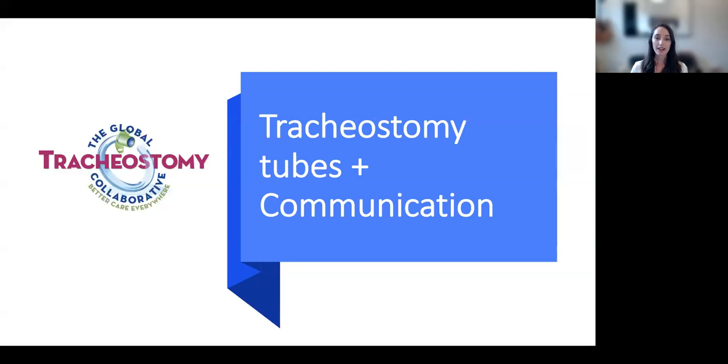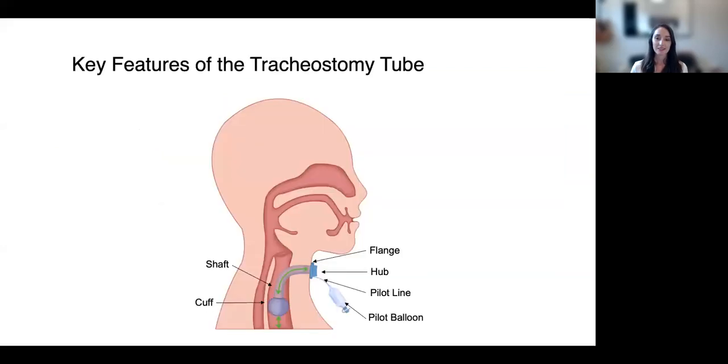We'll now look at tracheostomy tubes and communication. So we can see the key features of a tracheostomy tube here. It's positioned below the level of the vocal folds. This tube has a cuff with a corresponding pilot balloon, which allows the cuff to be inflated and deflated. We can see here the shaft, the hub of the tube or the opening, and the flange, which allows the tube to be anchored to the neck.